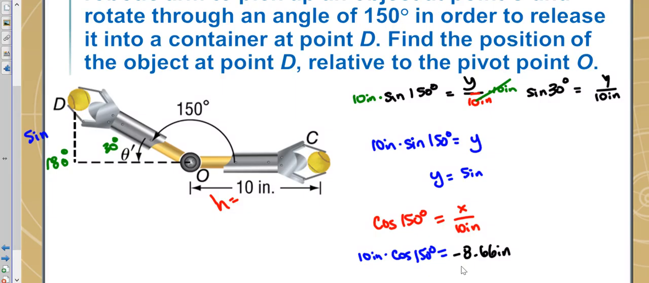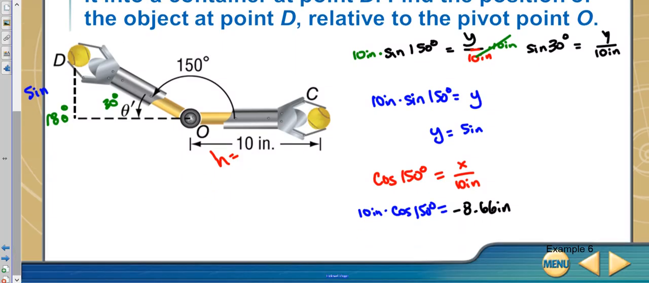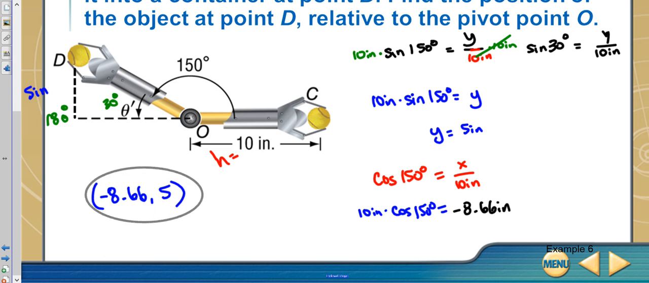So what does that do for me? Well, what we wanted to find from the start was the exact location of that ball, and we found the x value is negative 8.66. The y value is 5. And so I'm going to just put it in this form here. That would be what you're looking for there. That's the location of that ball.